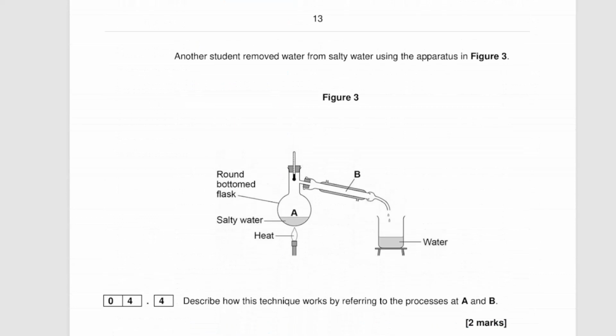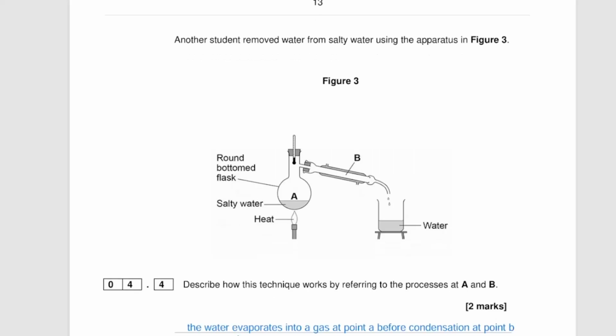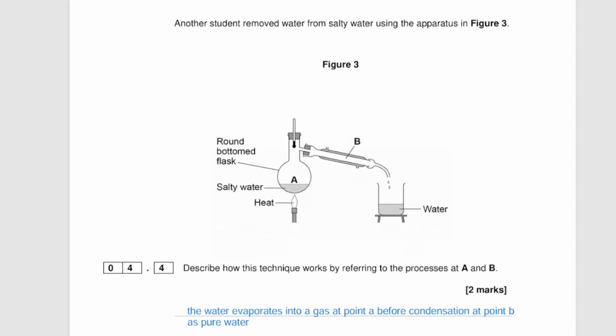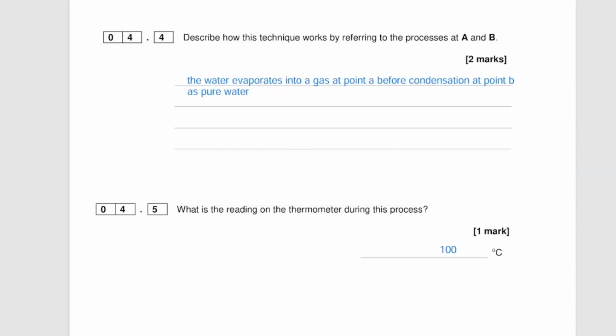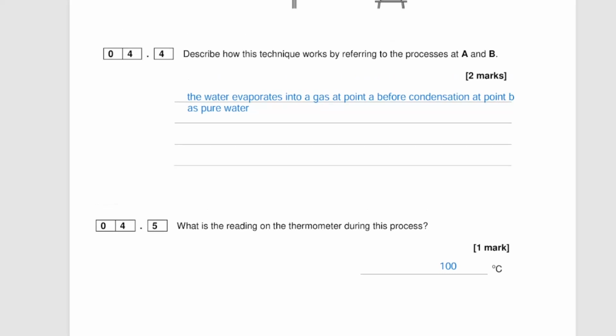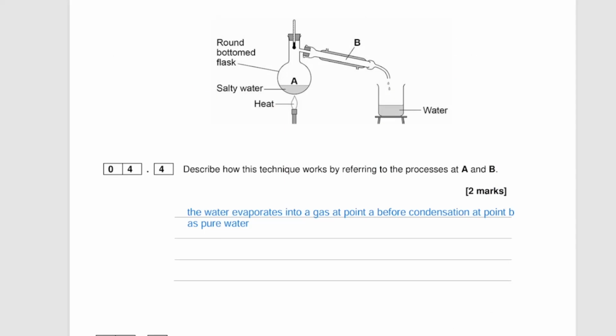And another student removes water from salty water using the apparatus in figure 3. Describe how this technique works by referring to the processes at A and B. Now at A, you can see the salty water is being heated, which means it would evaporate. And in B, there's a long tube where it would cool down and condense and be pure water. So my answer is the water evaporates into a gas at point A before condensing at point B as pure water. And what is the reading on the thermometer during this process? 100 degrees Celsius. Because you want it to be high enough for the water to evaporate, but you don't want it to be so high that the water doesn't cool down in the tube.